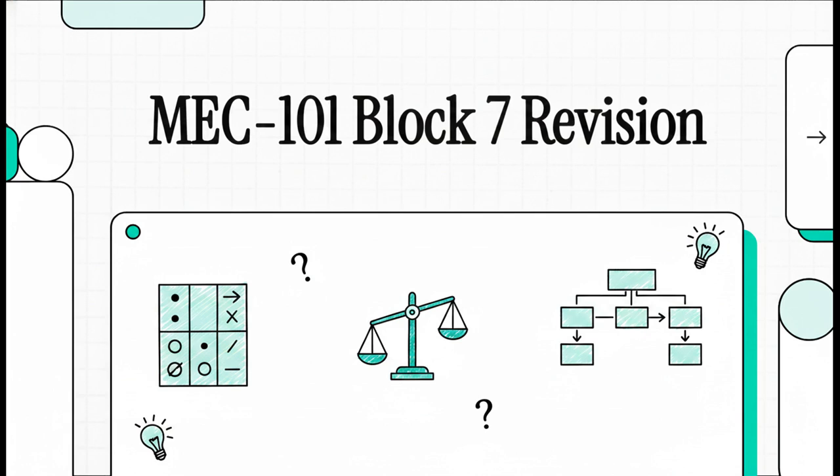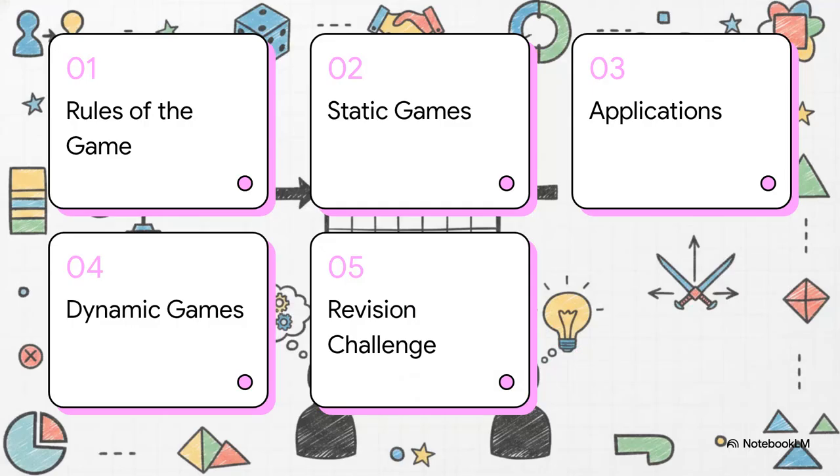We're going to simplify these concepts for your revision, focus on the absolute most critical takeaways, and test your knowledge as we go. Here's our roadmap for today. We'll start with the rules of the game, then hit Unit 20 on static games, move into Unit 21 for real-world applications, tackle Unit 22 on dynamic games, and finally wrap up with a final revision challenge.